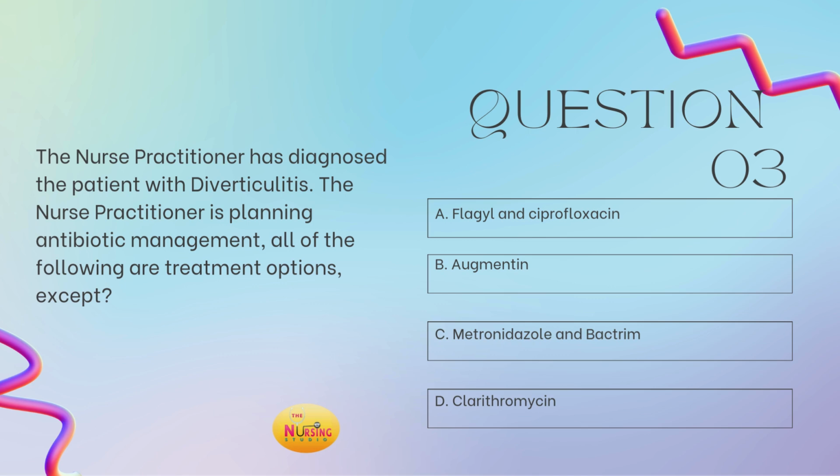So you can either do Flagyl and ciprofloxacin or Flagyl and Bactrim as combination meds, given both for the treatment, or you can give them Augmentin, B, right? So all three of those correct. Clarithromycin we do not utilize for the treatment of diverticulitis. So D is the answer, as this is the one that's incorrect.